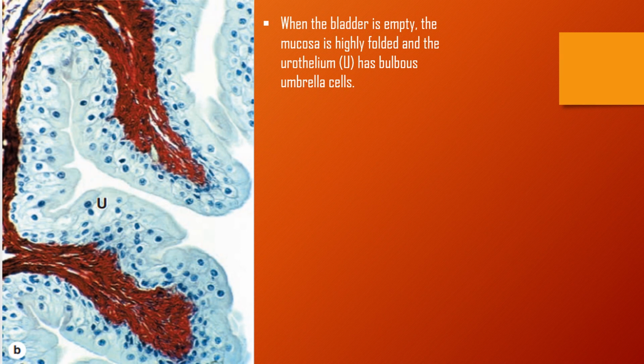When the bladder is empty, in this image you will see what happened to the urothelium when bladder is empty. The mucosa is highly folded and urothelium has bulbous umbrellar cells. As you can see, the mucosa is folded here, and the urothelium is bulbous and umbrella shaped as you can see here. So remember, when bladder is empty, the mucosa is highly folded and the urothelium has bulbous umbrella shapes.